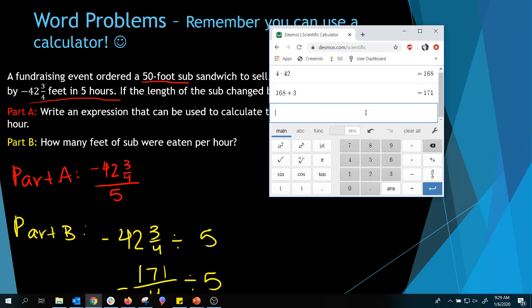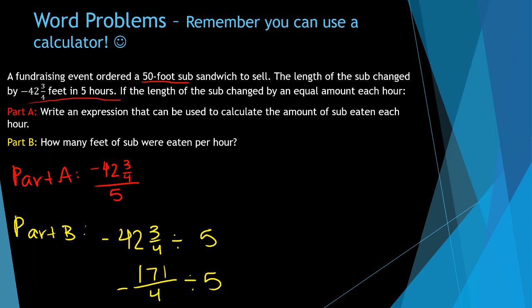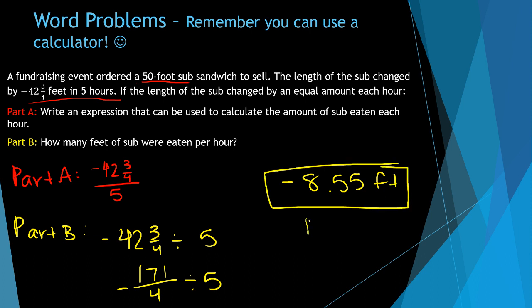So now this we can type into our calculator. So 171 divided by 4. And we're going to divide all of that by 5, which is going to give us negative 8.55. And if I convert it to a fraction, I could if I wanted to, but I think I'll just leave it as a decimal. But know that if you hit this button, it does convert it to a fraction for you, which means that 8.55 feet were eaten per hour. It's a lot of sub.